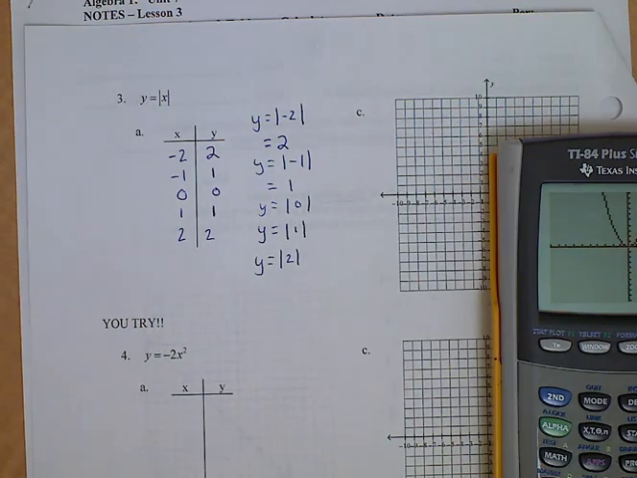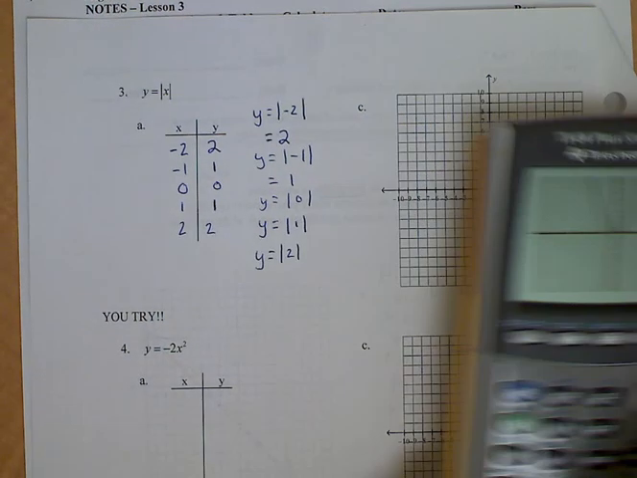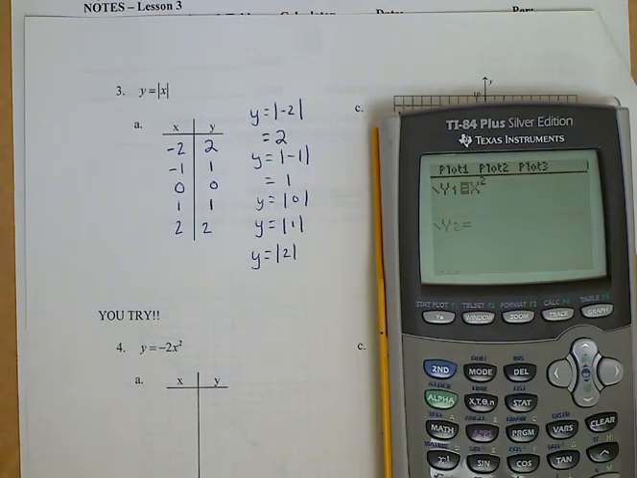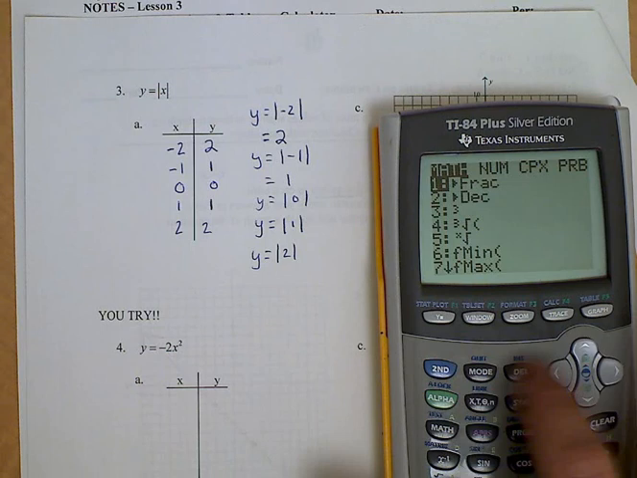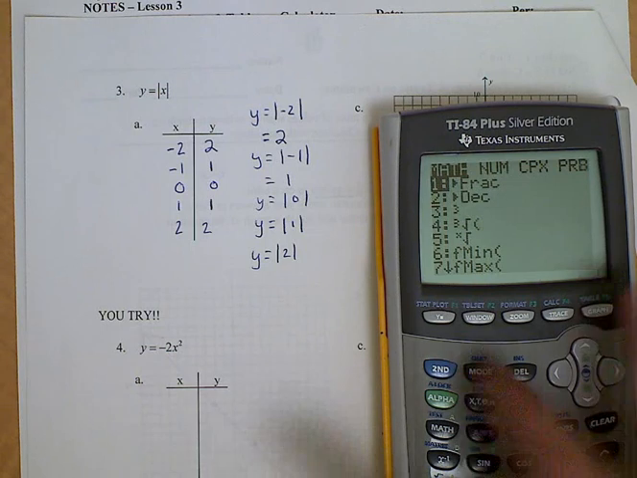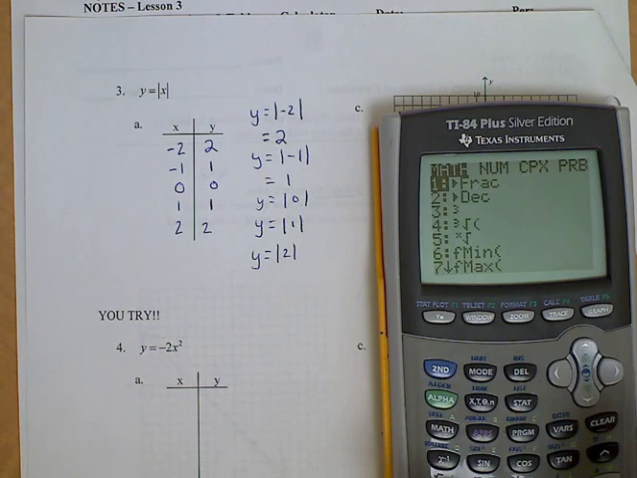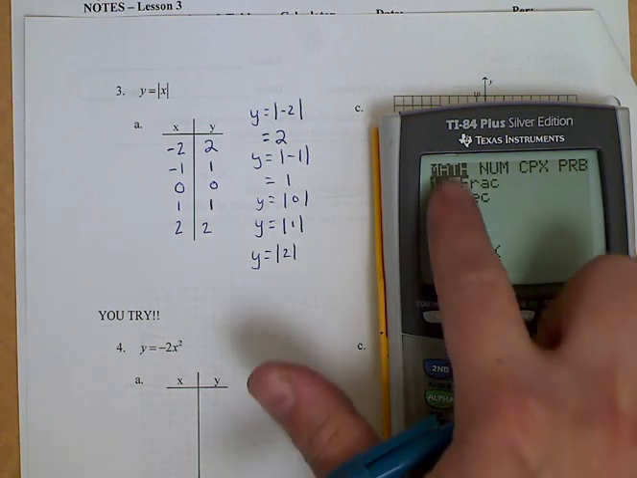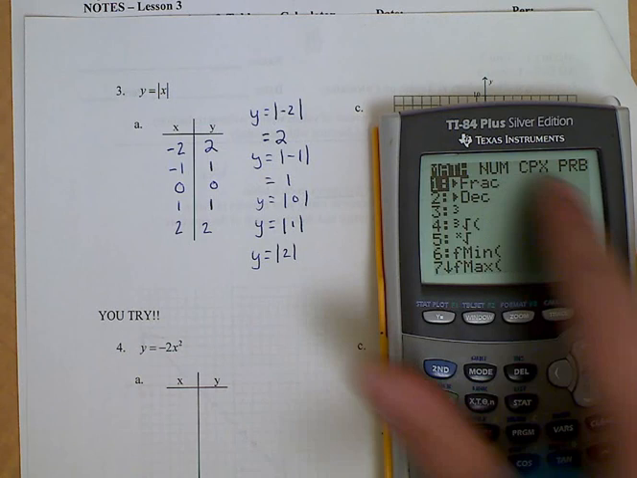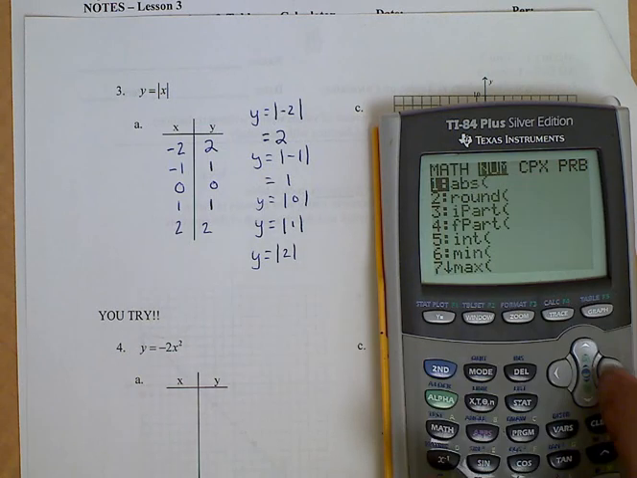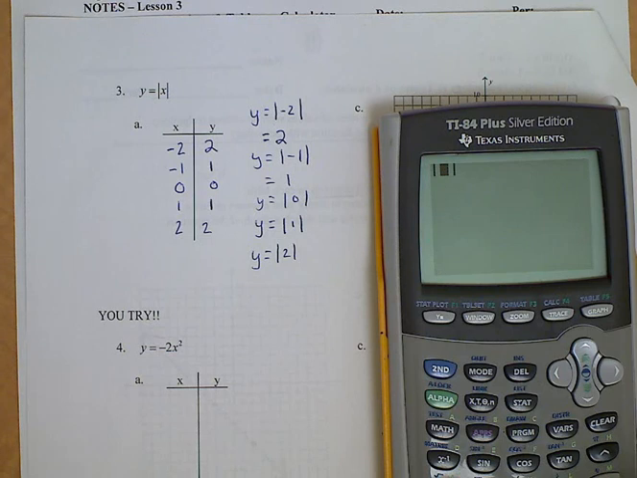Okay, now I can check this on my calculator before I graph it. I'm going to go to y equals. Now the absolute value, I just hit a double check, is going to be in math. So we hit the math key. Now up at the top it says math, number, CPX. I'm going to move it over to number. And the absolute value is there. So I'm going to hit that. Alright, and it gives me my absolute value.